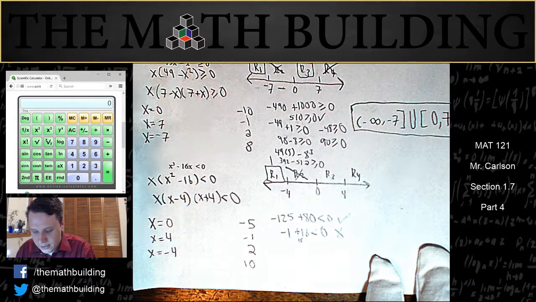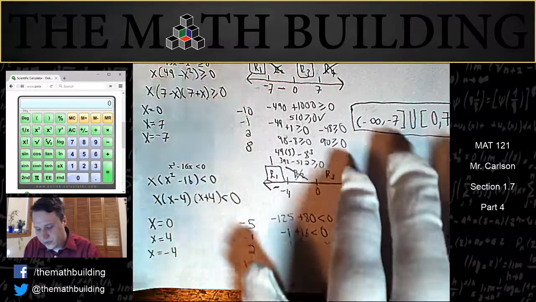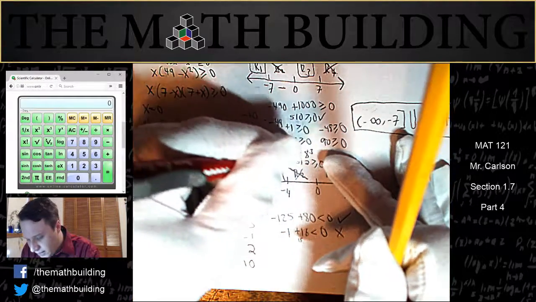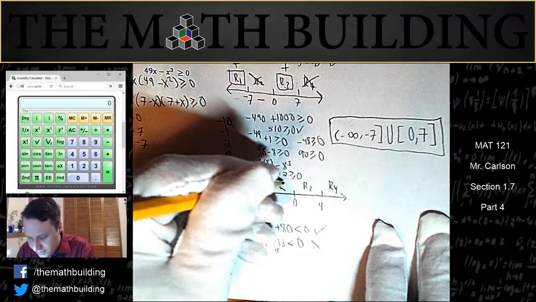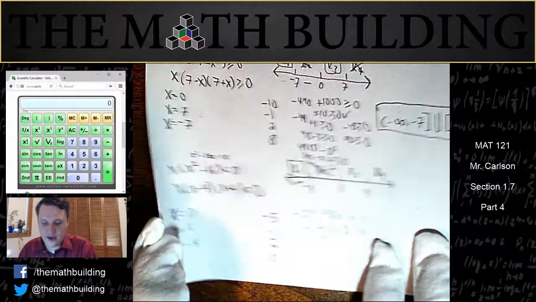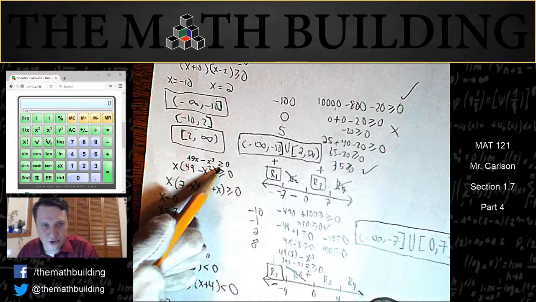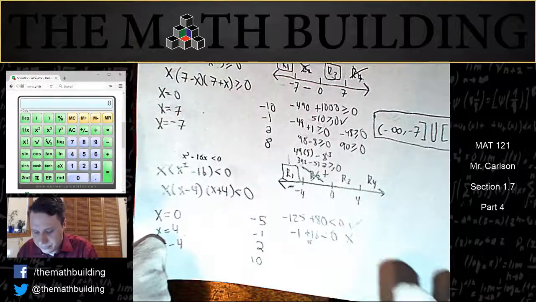We were negative here in region 1, but we were positive in region 2. So that was bad. Remember, seeing if we're less than 0, it's the opposite of the previous problem because we were greater than or equal to. Now we're less than, so we want to be negative.